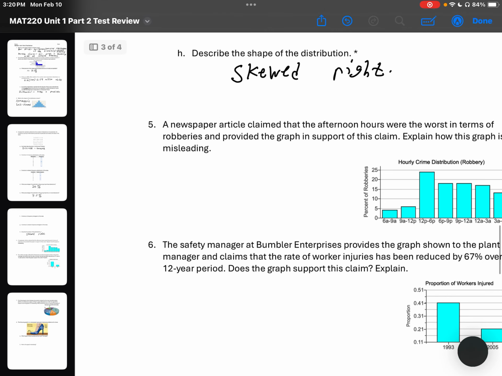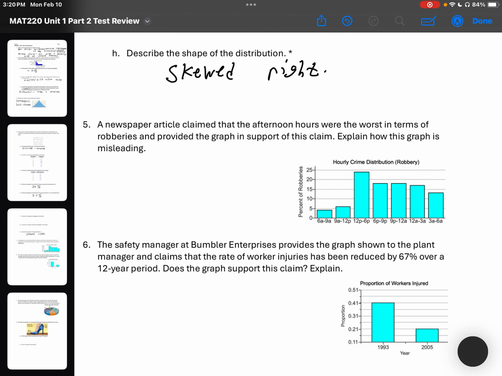Alright, so the fifth one I have on here. A newspaper claimed that the afternoon hours were the worst in terms of robberies, and provided this graph in support of the claim. Explain how this graph is misleading. If you look at these intervals down over here, they go in intervals of 3 hours: 6 to 9, 9 to 12, and so on. But this 12 p.m. to 6 p.m. is a 6-hour time frame. Everything else here is 3-hour time frames, so they kind of bunch them in together.